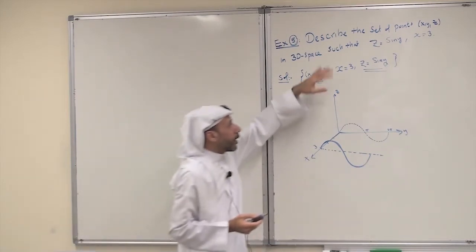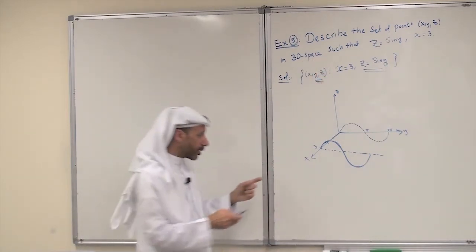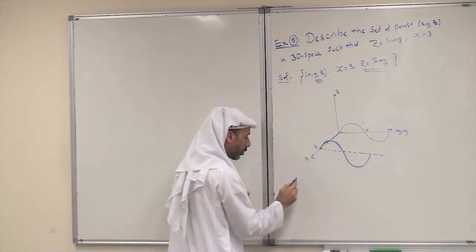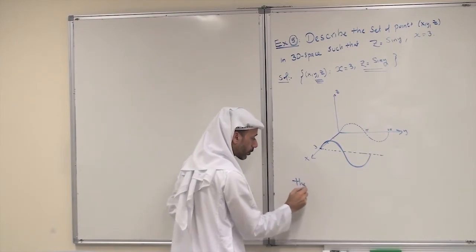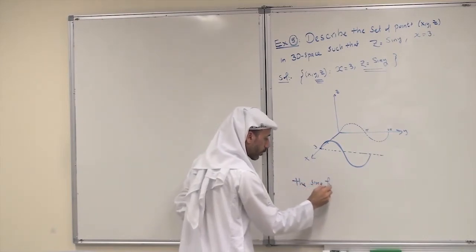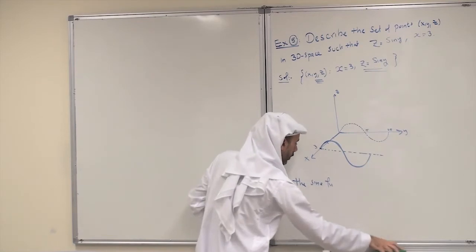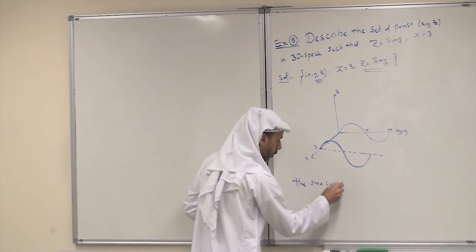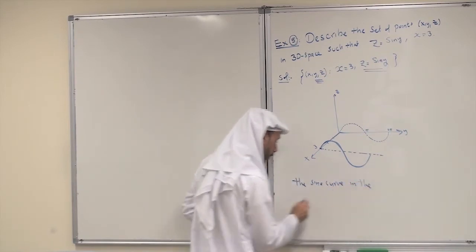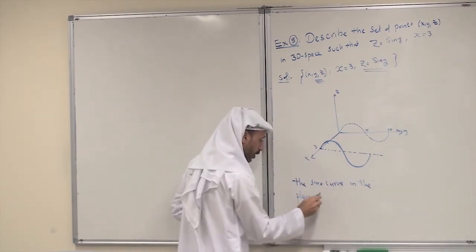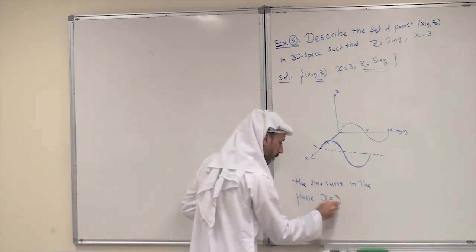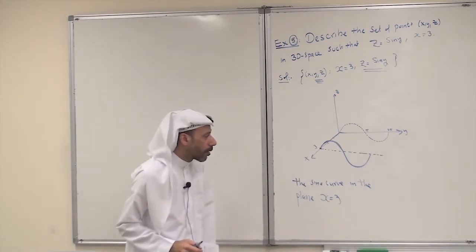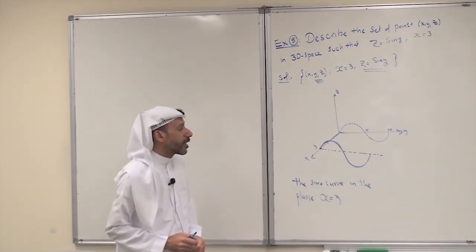So it consists of the sine function, or the sine curve, in the plane x equals 3, which is a plane parallel to the yz plane. So this is the description of the given set.